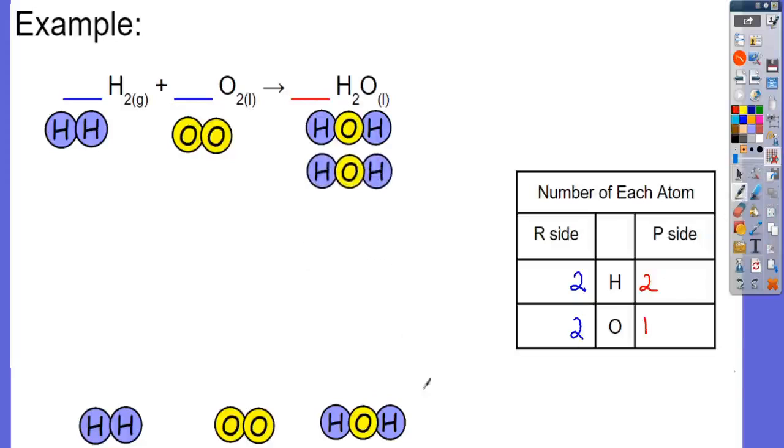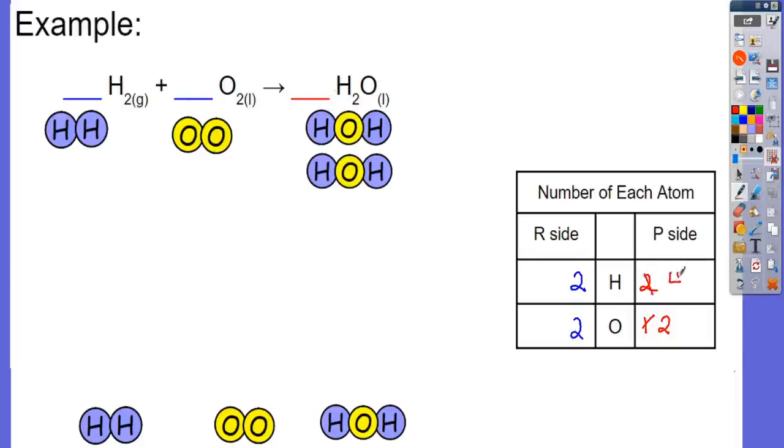So I'm going to update my count. I now have 2 oxygens over here on my product side. I'm going to cross out my 1 and I'm going to write 2. But changing the number of water molecules also changed my number of hydrogens. I had 2 hydrogens, but now I have 1, 2, 3, 4.